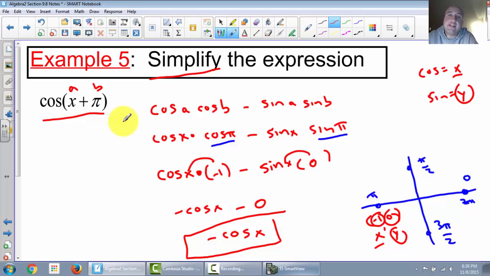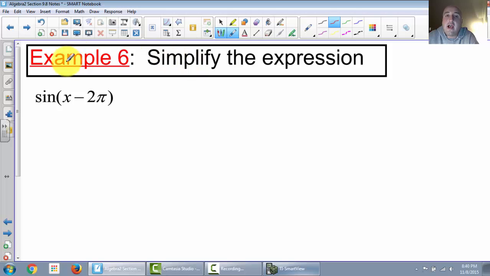Okay. Now, these are confusing. I do apologize, but I think you can handle these. I'm going to leave this one. We're going to do this one in class. Or you can do it now and check your answer when we do it in class and see if you can get it right. But it's the same thing as the last one, except it's sine and it's x minus 2 pi this time.